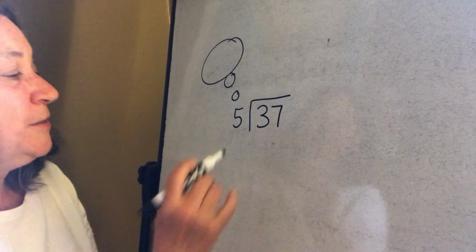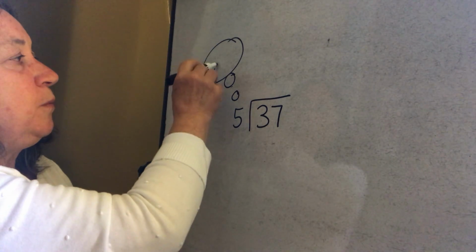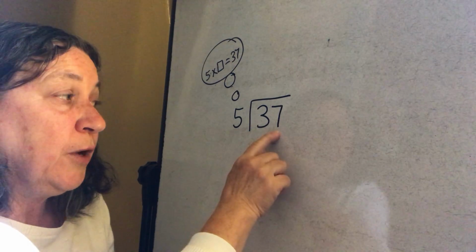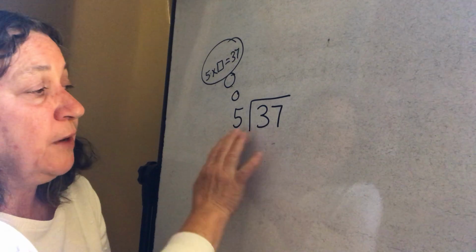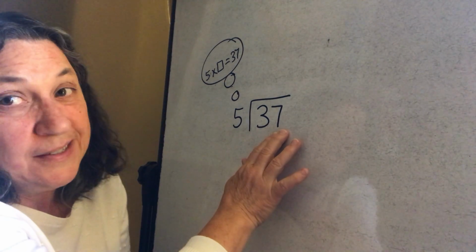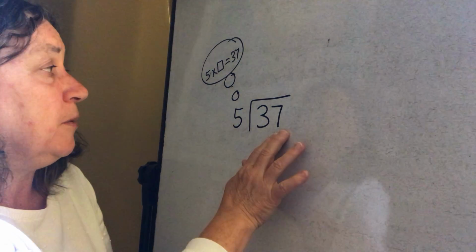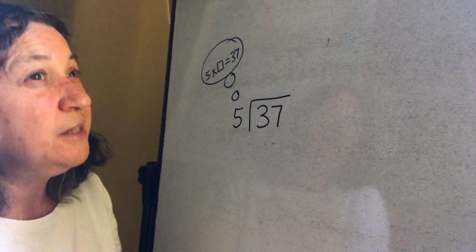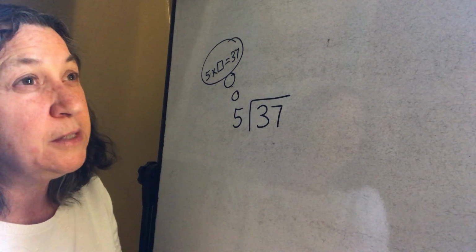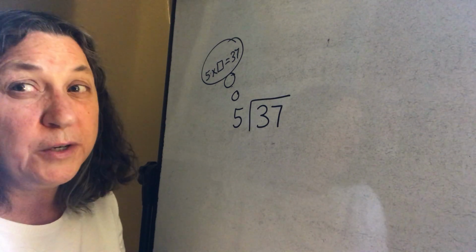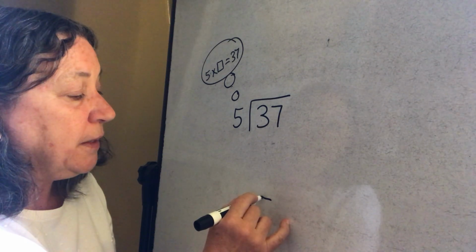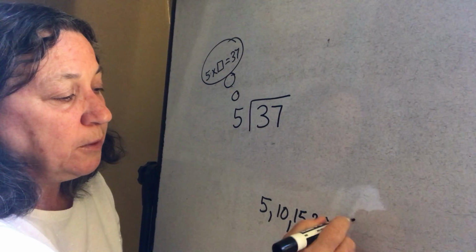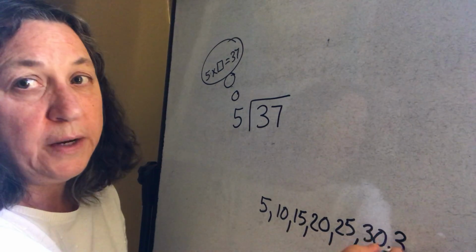Okay. So 5 times what is close to 37? I know that it will not be even because all of the multiples of 5 end in 0 and 5. And this is a 7, so it's not going to come out even. There'll be a remainder. 5 times 5 is 25. 5 times 6 is 30. 5 times 7 is 35. 5 times 8 is 40. That would be like writing your multiples of 5 down on the paper, which you can do if that's the best way for you.